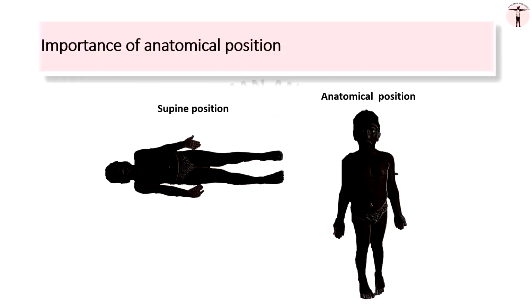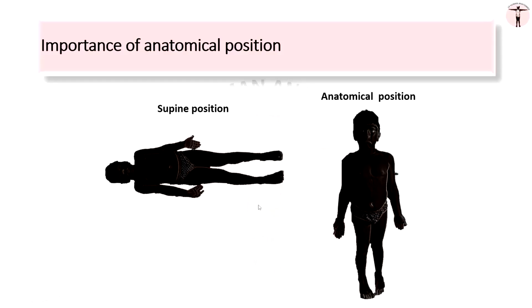To look at the importance of the anatomical position, the relationship of the anatomical structures to each other is described with the assumption that a person is in the anatomical position. To illustrate this concept, let us take a simple example, the direction of the eyes. In the supine position, the eyes are directed upwards, and in the anatomical position they are directed towards the front.